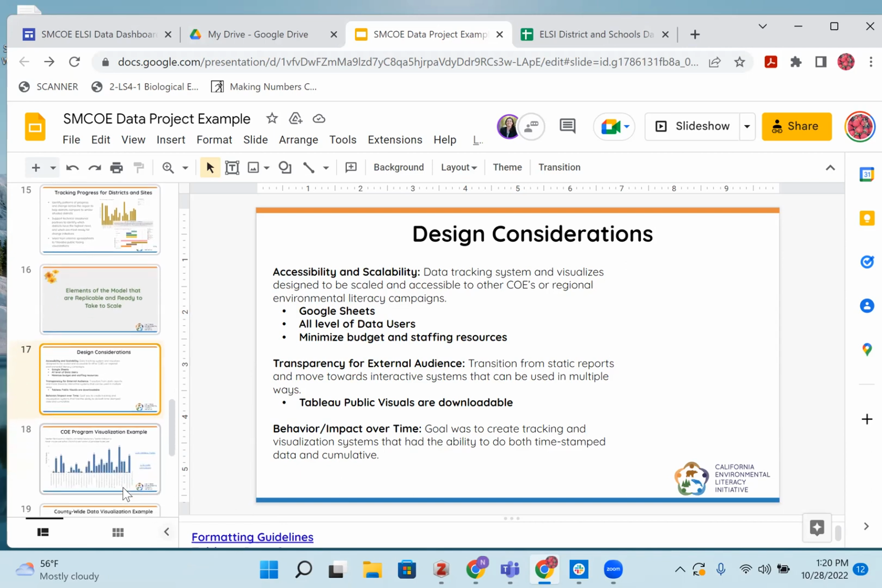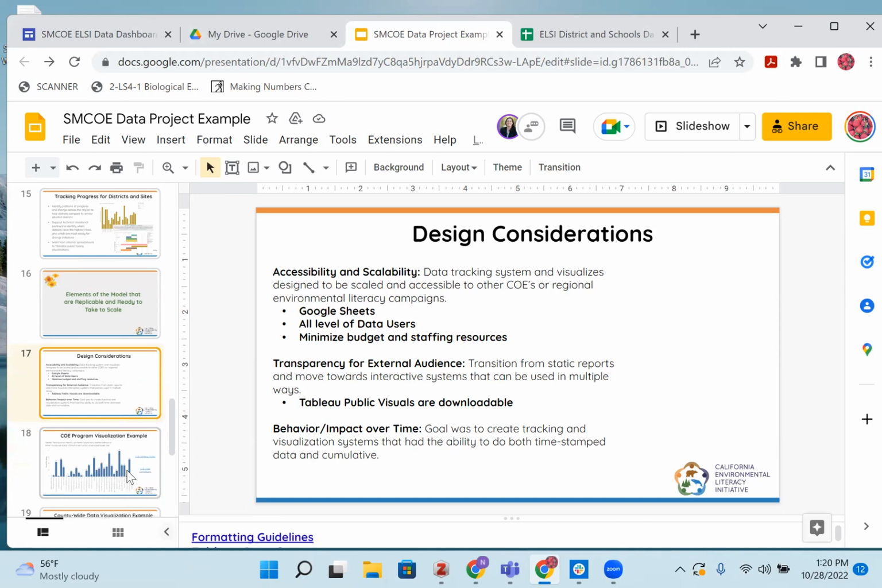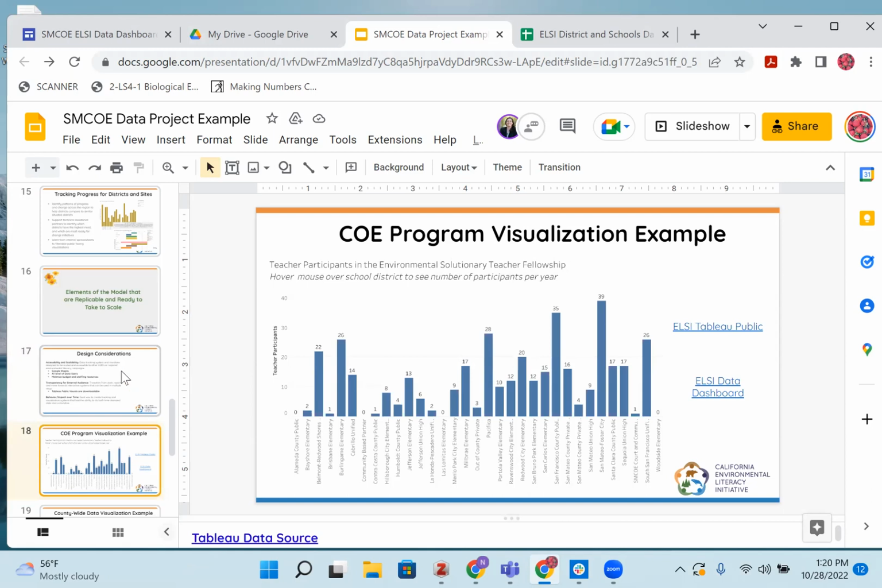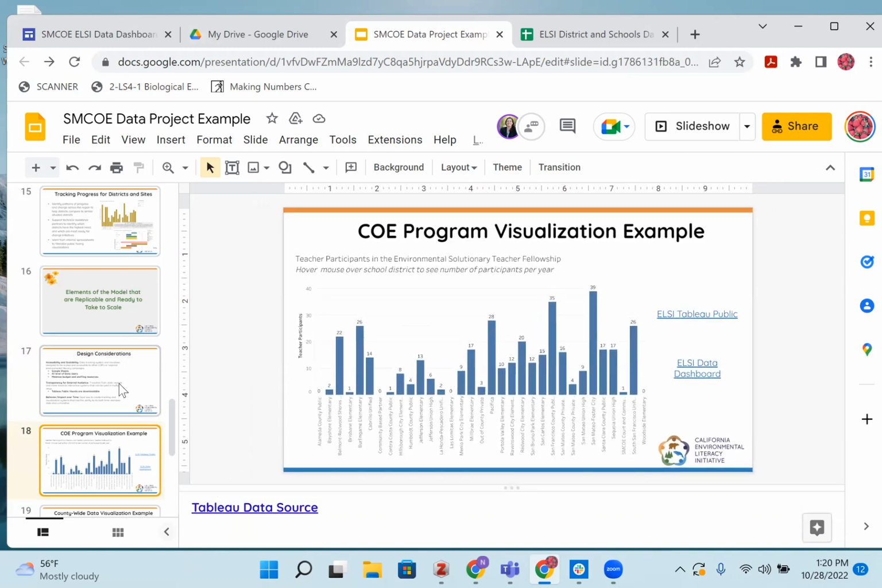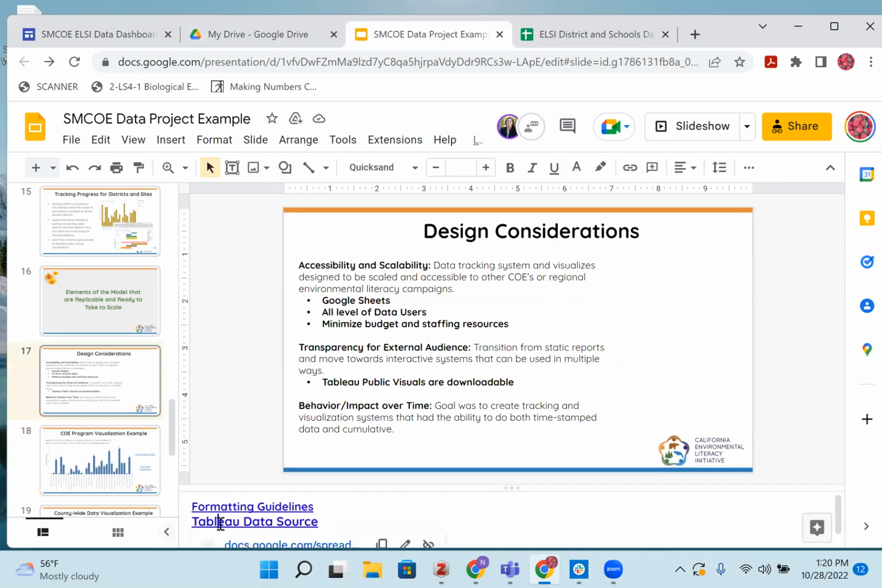So I'm going to show 2 different visualizations as examples of this. And the first one we'll take a look at is the program visualization. So this is the impact that our teacher fellowship program had. So I'm actually going to go back here and look at what the spreadsheet looked like.